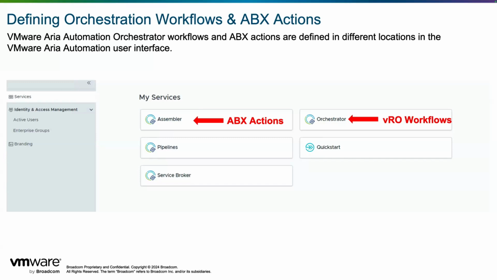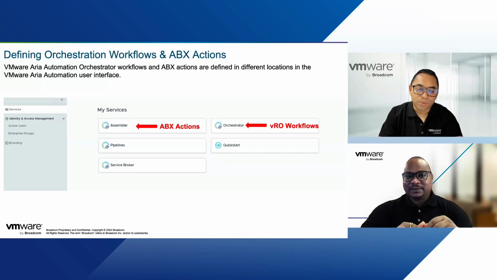Yes. And for the ABX action or extensibility, it is part of the Assembler. That means you see the Assembler tile from the services console. So you access the Assembler, and inside the Assembler, you have an extensibility option, whereby again, you can define the actions, and there's a set of libraries for you to consume. I like the way you mentioned it here: ABX access in Assembler, and then VRO workflows for the orchestration job, the Orchestrator. Yeah, this is nice. Thank you. Yeah. All right.